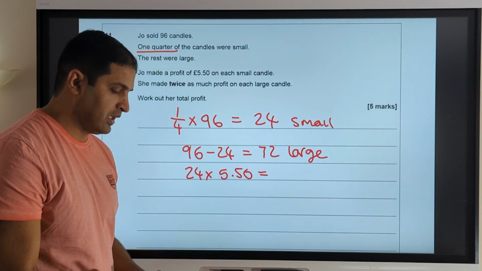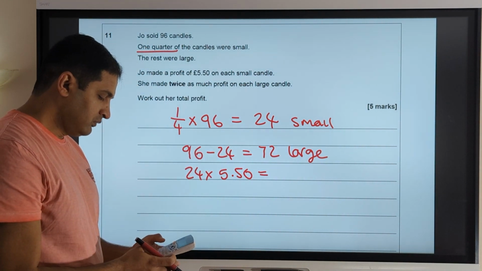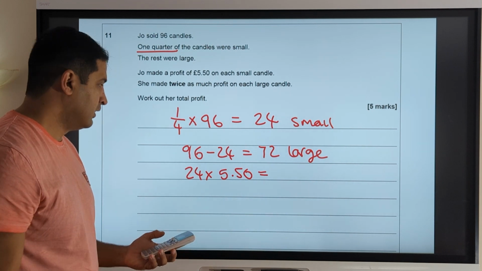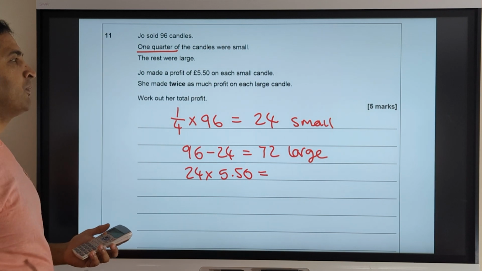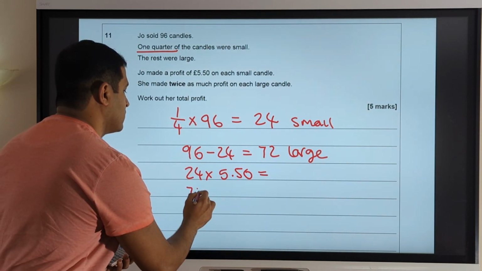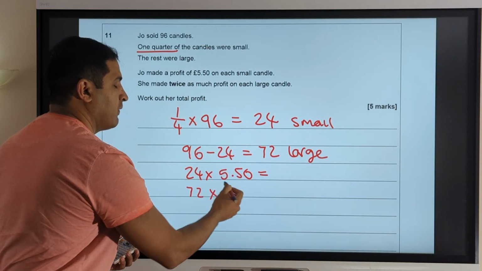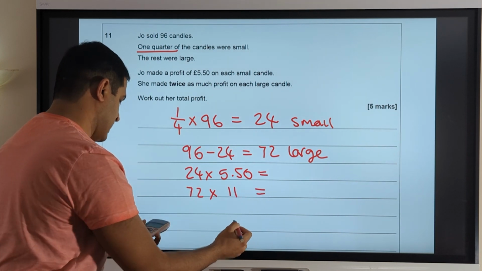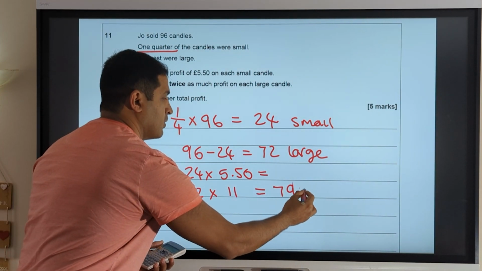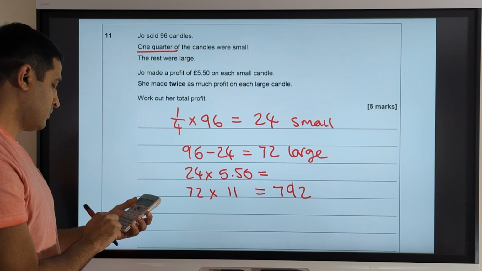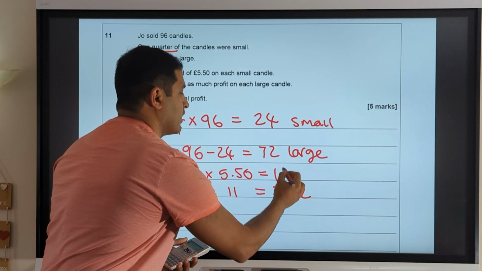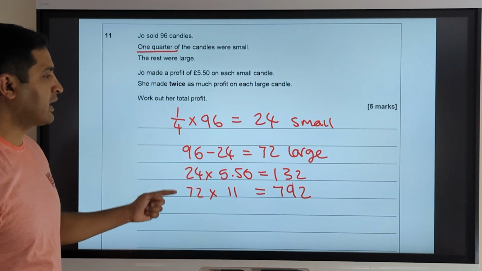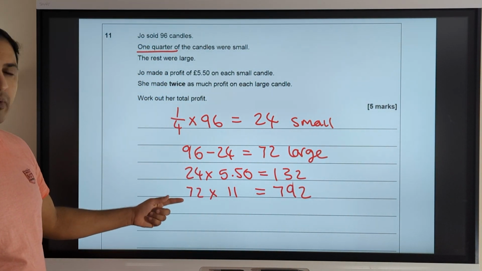All I have to do is again, and then so you made twice as much profit on the large candles. So there are 72 large candles, and twice of 550 would be 11, and that will give me 792. So obviously I need to work out 24 times 550, which gives me 132. So that's 1 mark each there. So 1, 2, 3, and 4 marks.